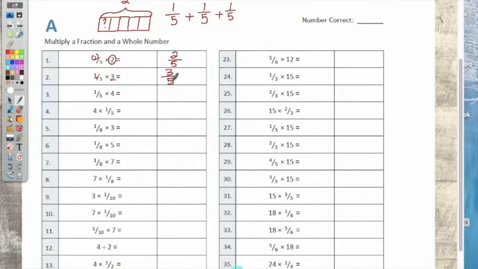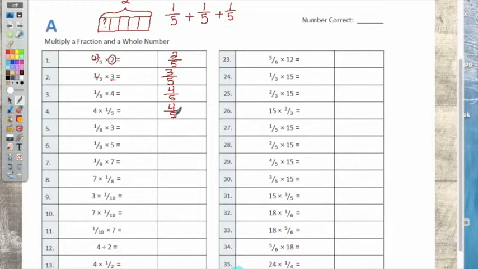Okay, let's do another one. 4 copies of 1/5. 4/5. 4 times 1 on top of 5. Is this the same problem as the one above it? Yes, it is. So there's no reason to do any calculating, just write the same answer. Okay? So that's what you do there.